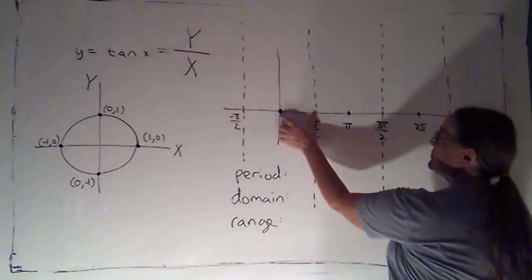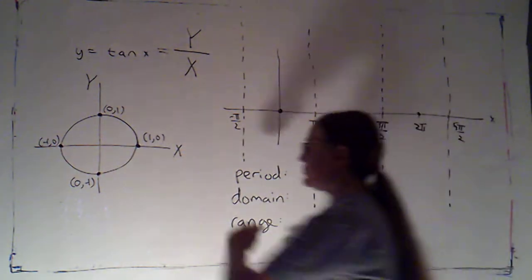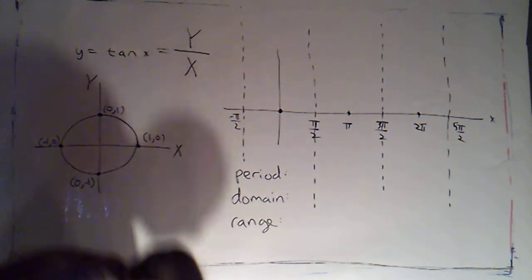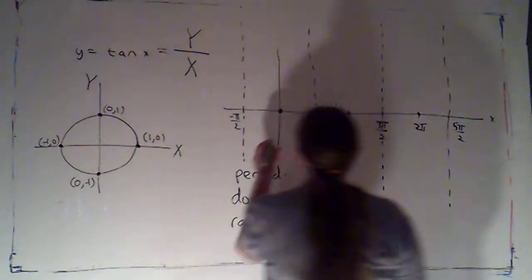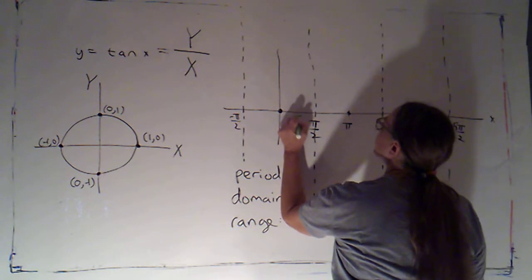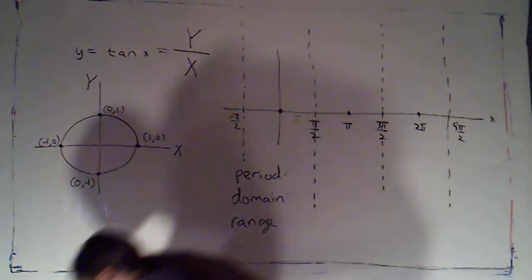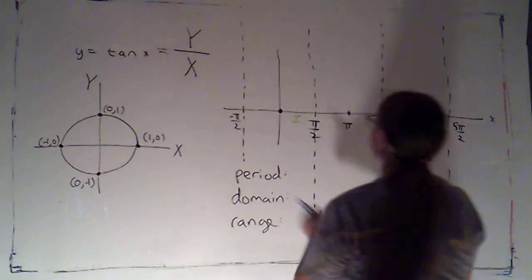So angles between 0 and pi over 2, if I represent them rotationally, they're landing somewhere in quadrant 1. So this interval here corresponds to quadrant 1. I'm not sure that color is going to show up, so let me try a darker marker.